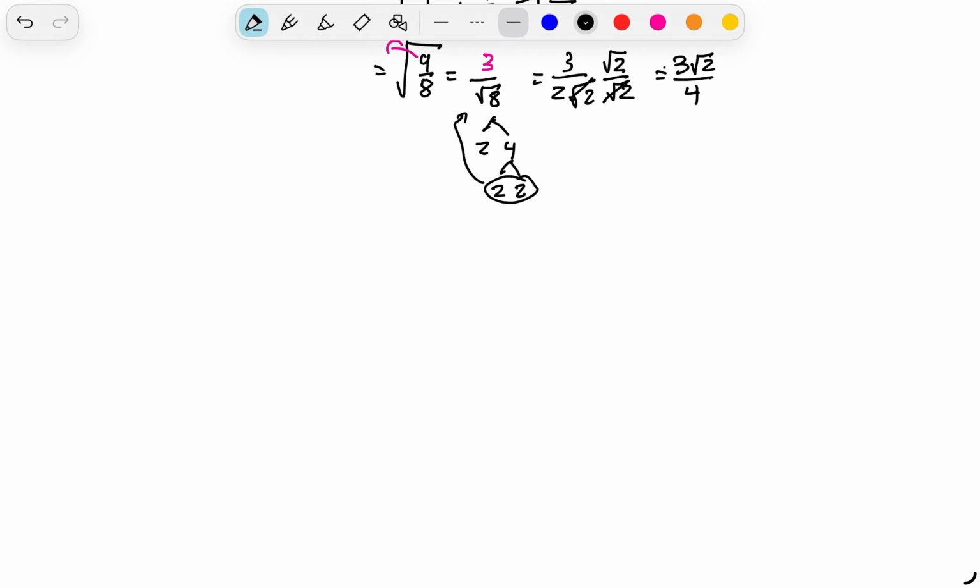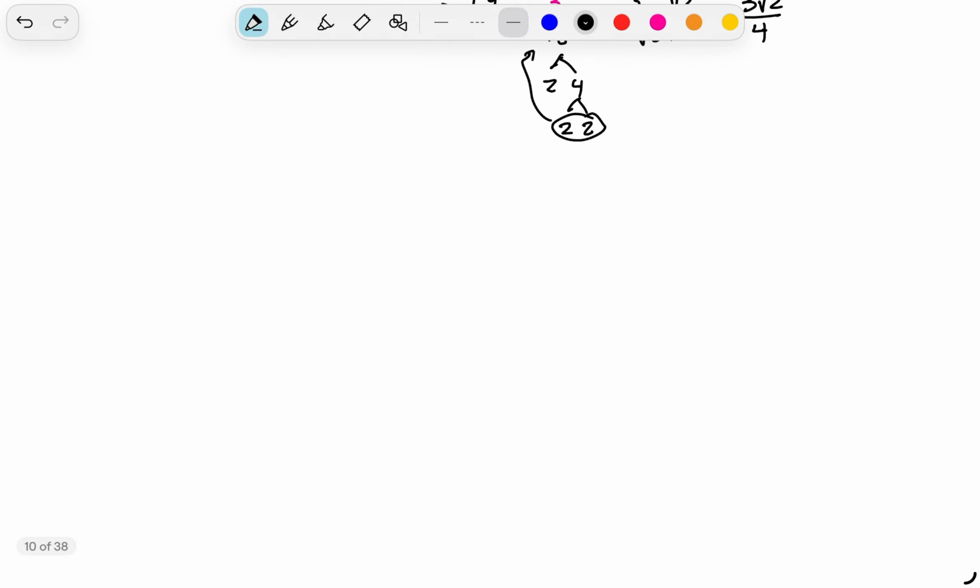So your magnitude is going to be this. Now you have to find your angle. Since we know that x is equal to 3 over 4, and that's greater than 0, and we also know y is 3 over 4, and that's greater than 0, they're both positive. So that means our angle has to be in quadrant 1. We have positive x and positive y.